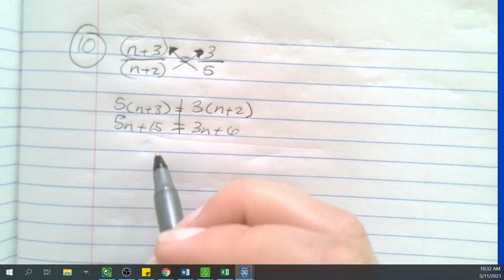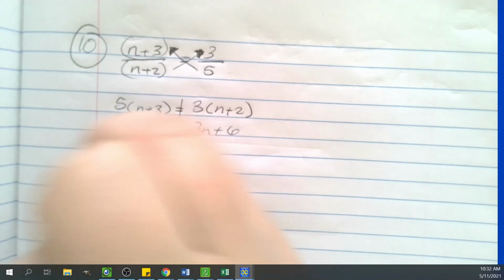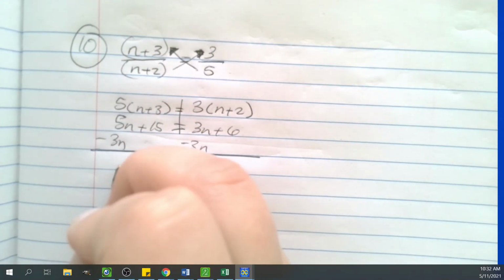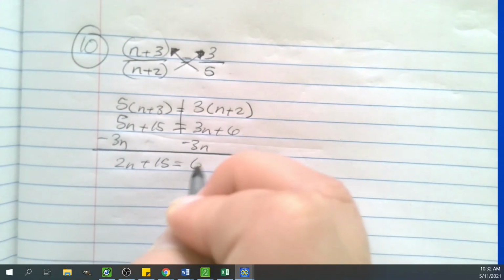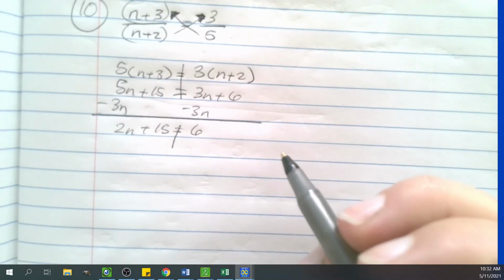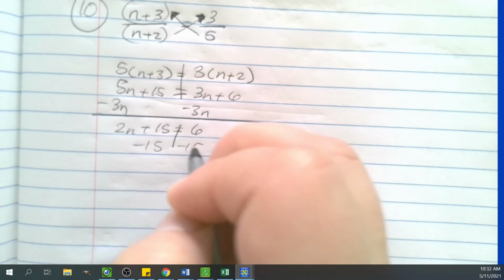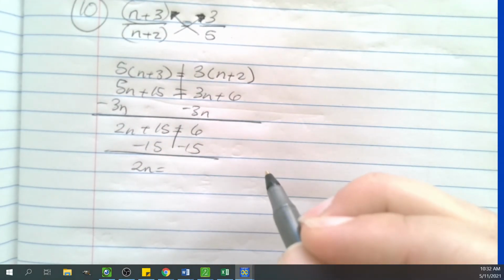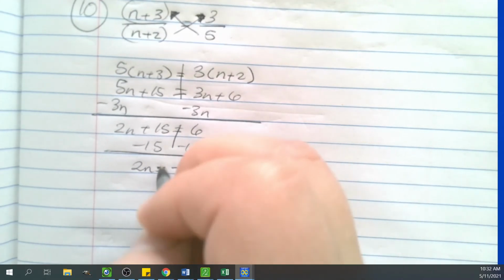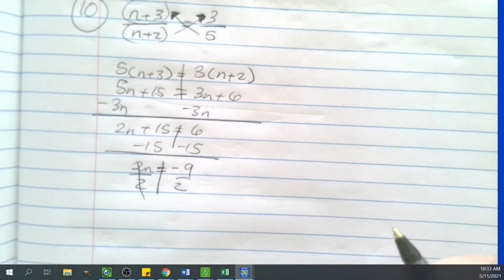Pedro, what's my next step? Subtract 3n. Sure. Laura, what do I got? 2n plus 15 equals 6. Holloway, what do I want to do now? Subtract 15. What's that make? Negative 9. Then divide by 2. Yep, that's my answer.